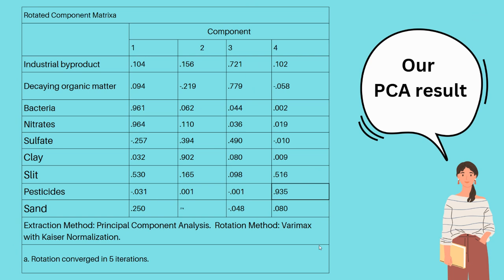Through the PCA analysis, she ranked the components based on the amount of variance they accounted for. By examining the rotated component matrix, she was able to determine which components or parameters had the greatest influence within the group. Upon completing the PCA, she discovered that component 1 was primarily influenced by bacteria, nitrates, and silt. Component 2 was mainly driven by clay and sand. Component 3 was dominated by industrial byproducts and decaying organic matter. Lastly, component 4 was primarily influenced by pesticides, with a smaller contribution from silt.